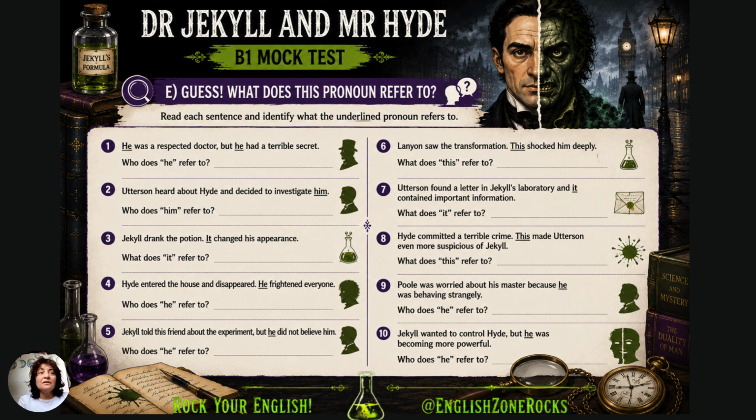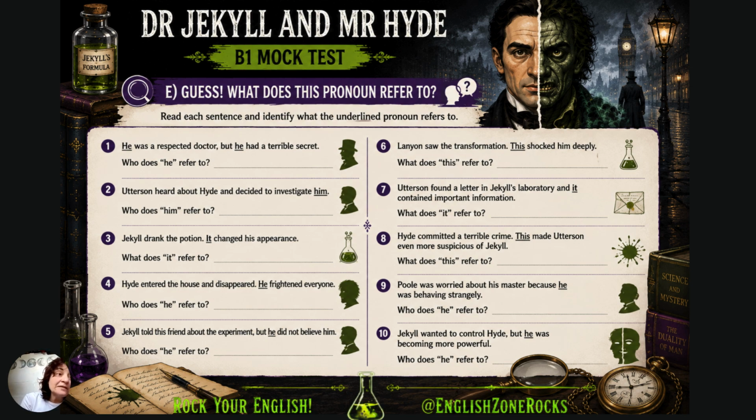He was a respected doctor, but he had a terrible secret. So who does he refer to? Utterson heard about Hyde and decided to investigate him. Who does him refer to? Jekyll drank the potion. It changed his appearance. Okay. Hyde entered the house and disappeared. He frightened everyone. Again, who does he refer to?